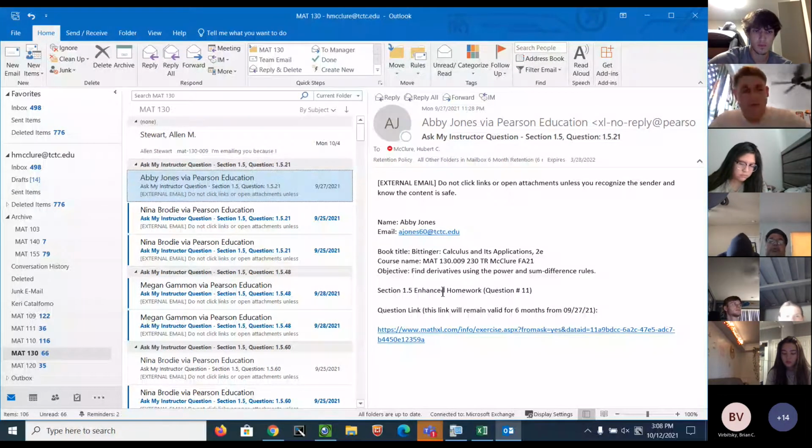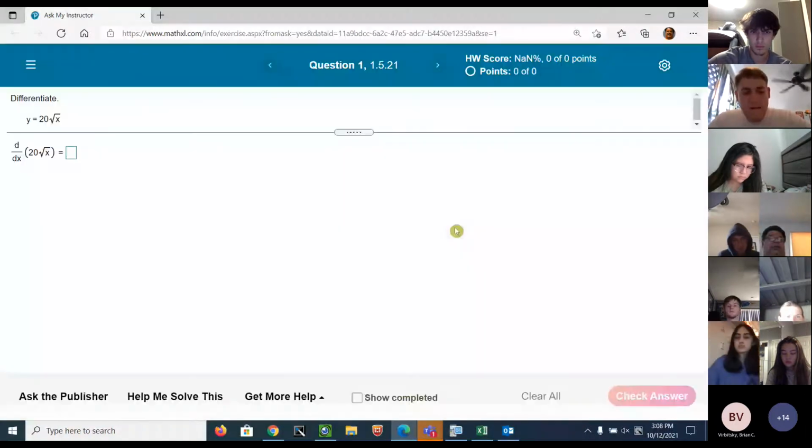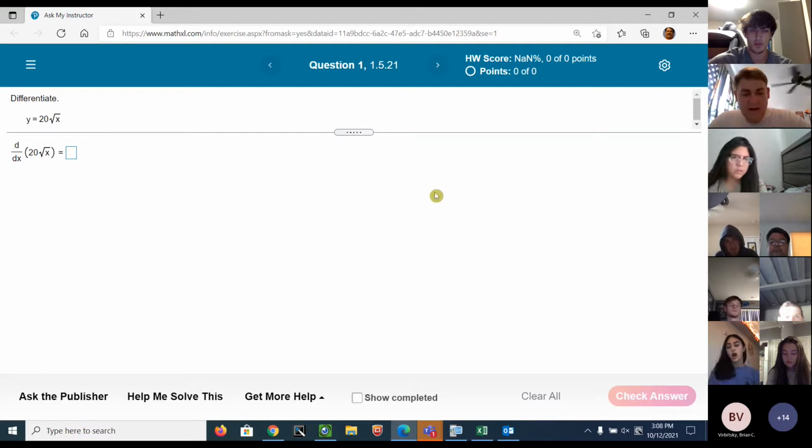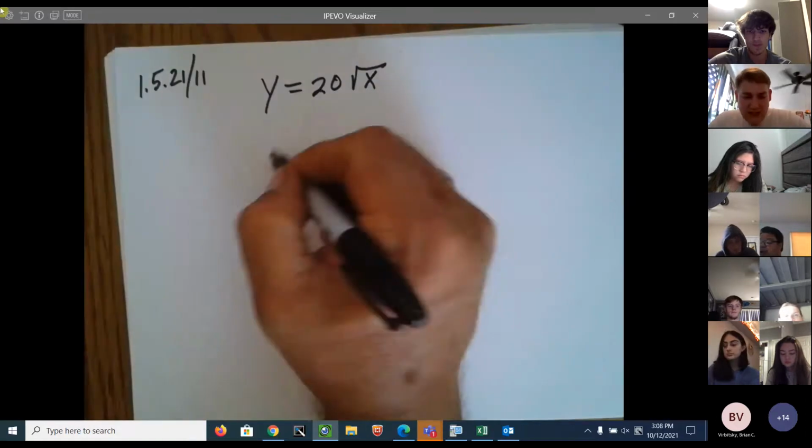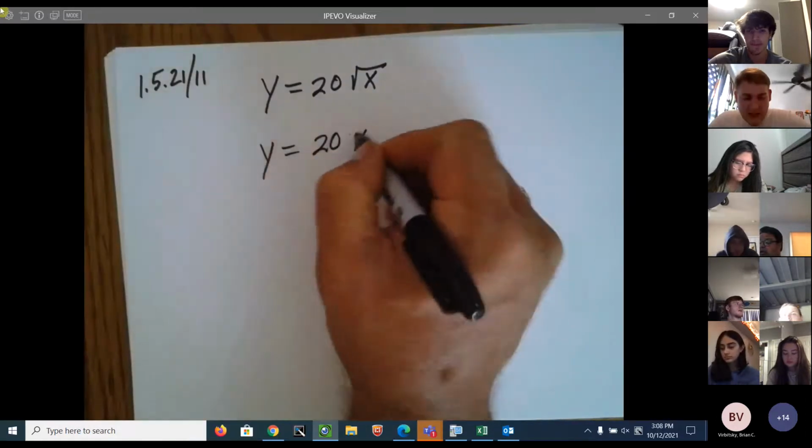And that last one was a test question. I put 2 or 3 of those on the test. Somebody will miss them. Y is equal to 20 times square root of x. What's Hubert's rule here? Radicals in calculus, don't mix. Don't mix. So we're going to change it to y is equal to 20x to the 1/2.